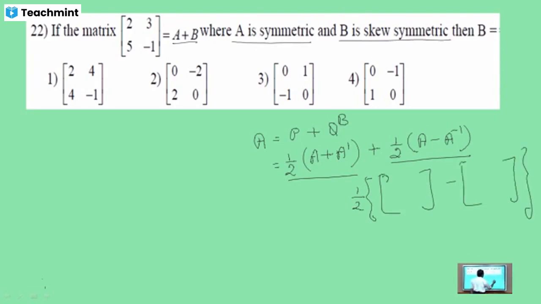A is a matrix with elements 2, 3, 5, minus 1. Its transpose is 2, 5, 3, minus 1. When you simplify that, you get 2 minus 2 is 0, 3 minus 5 is minus 2, 5 minus 3 is 2, minus 1 minus of minus 1 is 0. Half into this one, 0, minus 2, 2, 0, multiplied by half, is the fourth option.